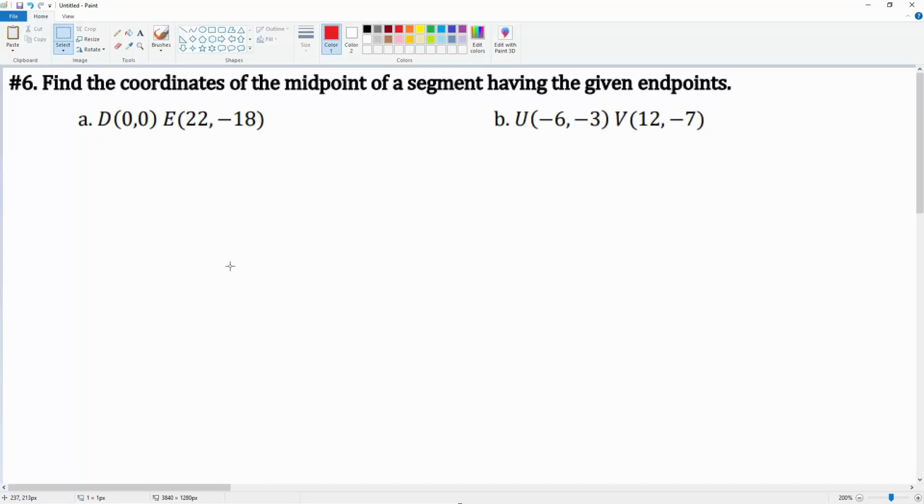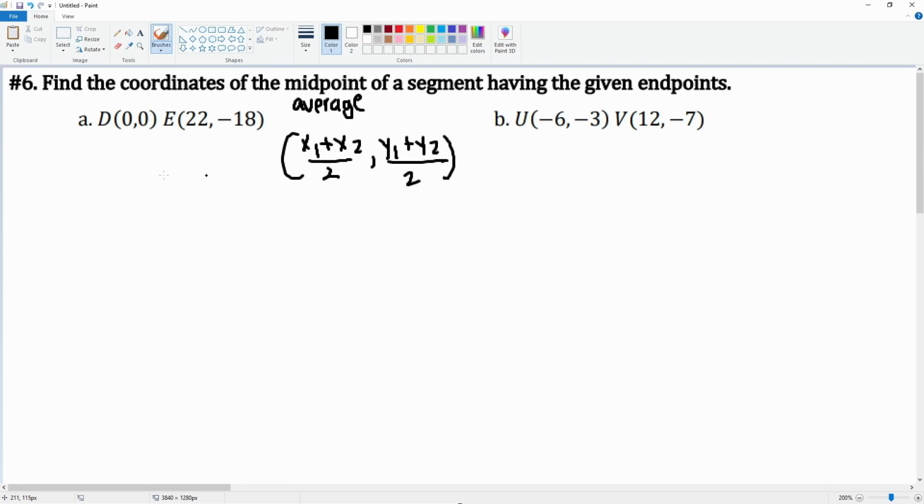Number 6, find the coordinate of the midpoint of a segment having this given endpoint. So the midpoint, the formula for the midpoint can be seen as the average. So all we have to do is find the average. X1 plus X2, that's going to be divided by 2. And then we have Y1 plus Y2 divided by 2.